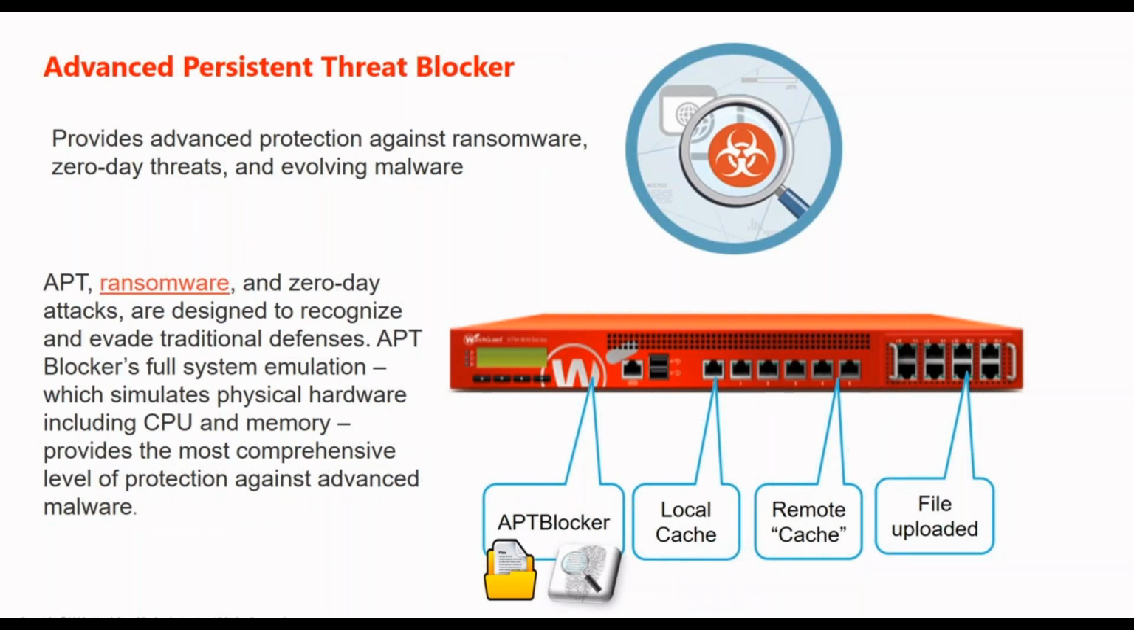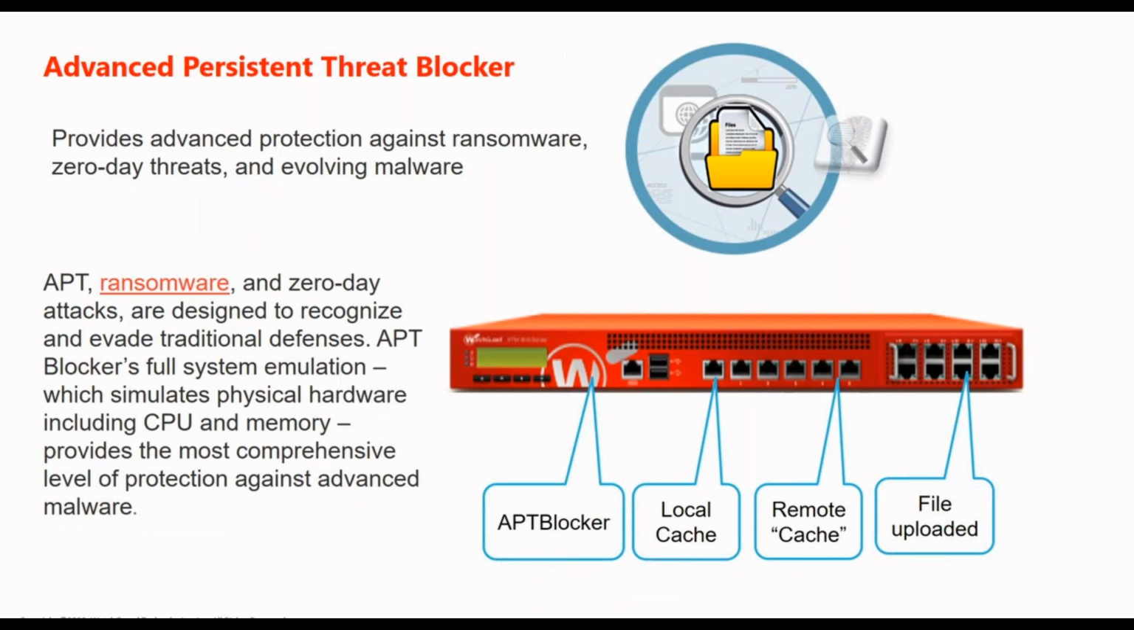If we didn't, we're going to take a look at the remote cache. Did anyone else that is using our WatchGuard firewall see this? If not, that's the indication that this is a zero-day attack, and we're going to upload the file. The file is going to be scanned, and then that signature is going to be downloaded to our firewall. So whenever we see this again, the file is not going to be uploaded again to the cloud.